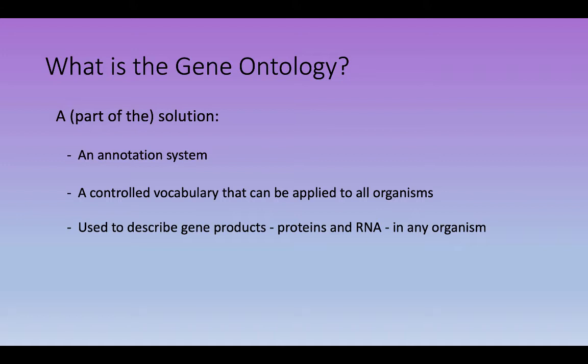Specifically though, we're talking about genome annotation. And when we talk about genome annotation, one of the big things that we're going to talk about is the gene ontology. So a part of the solution is the gene ontology. It's a part of the solution. It's not the only piece of the solution.